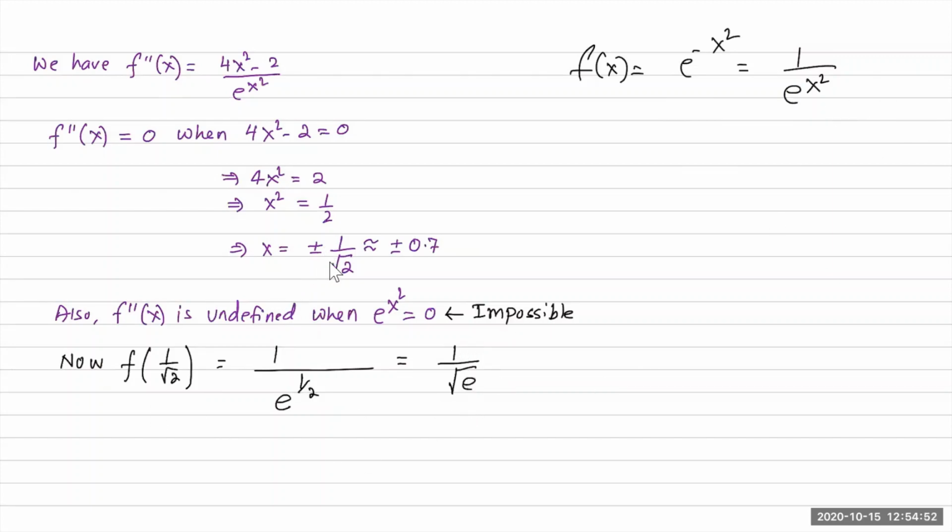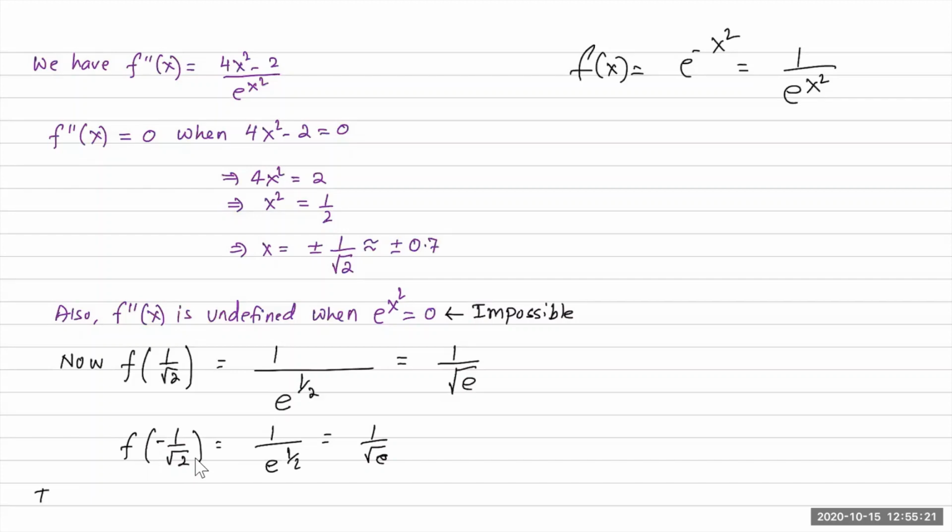Similarly, let's plug in the other value, which is negative 1 over square root of 2. So if you plug in negative 1 over square root of 2, that is 1 over e raised to negative 1 over square root of 2 squared. When you're squaring it, negative will be positive, and 1 over square root of 2 squared is half again, which is equal to 1 over square root of e.